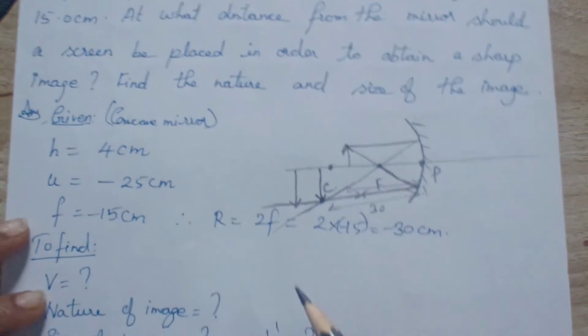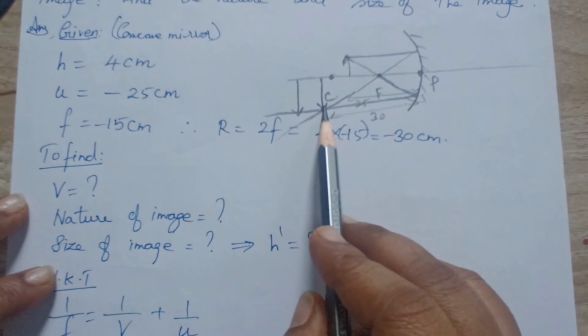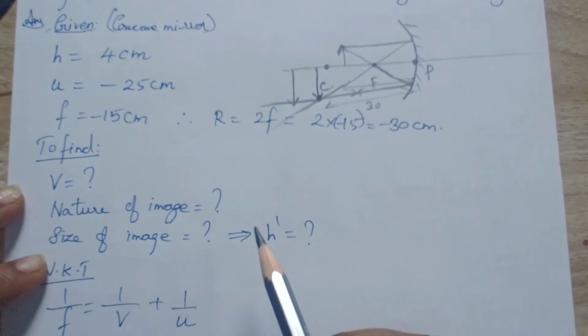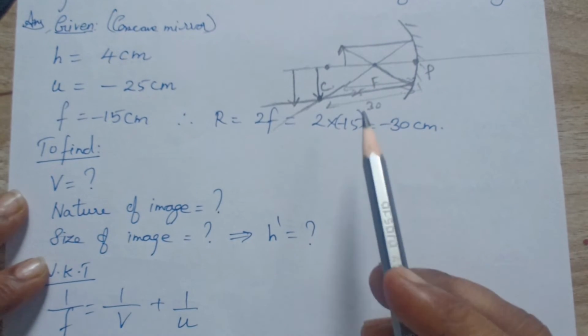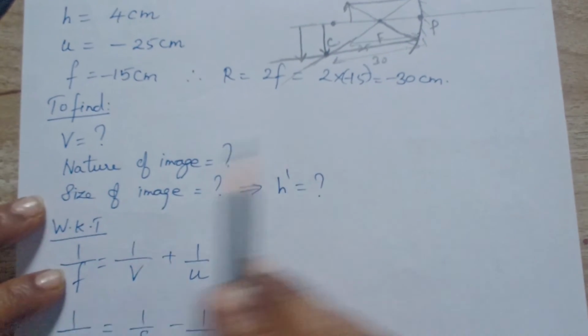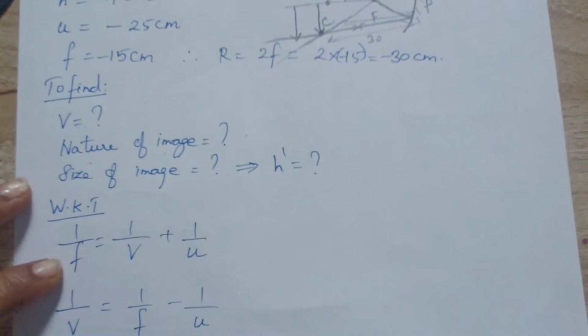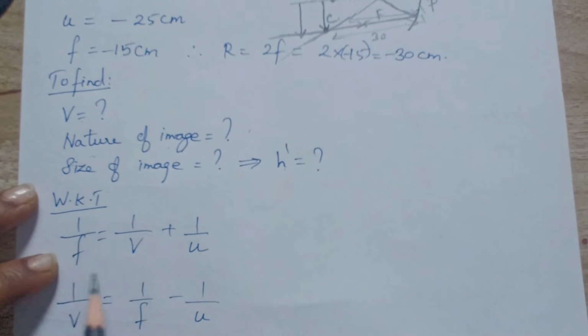Now we will find the exact position of this image and the size of the image, using the mirror formula and magnification. We have to find the v value, h dash value and nature of the image also. We know that using the mirror formula, 1 by f equals 1 by v plus 1 by u.